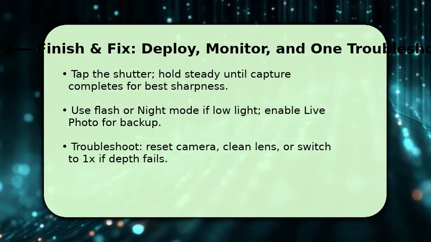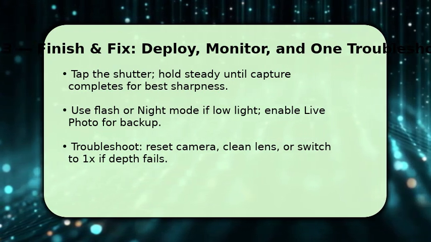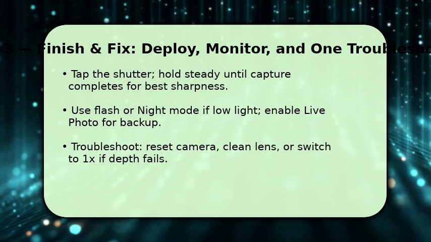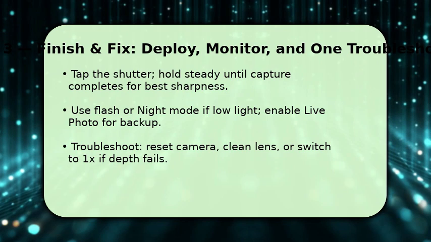If portrait depth looks wrong, clean the lens, move a bit closer or farther, or switch back to 1x to force the primary lens. If issues persist, close and reopen the camera app or restart the phone to reset sensors.